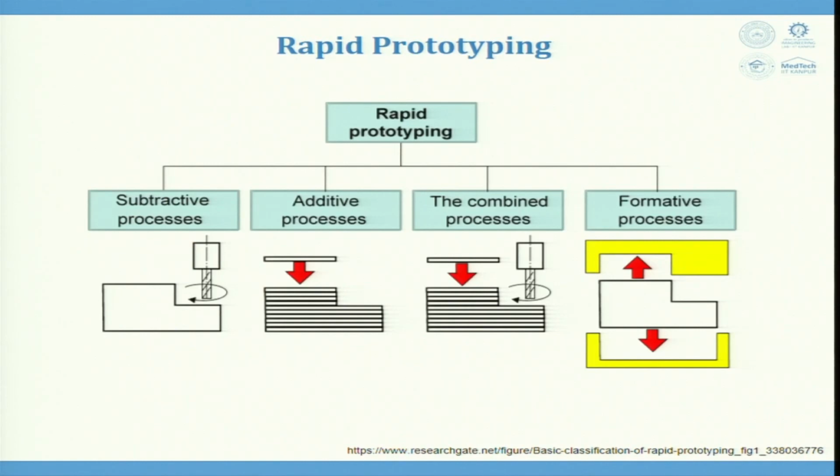Rapid prototyping, as a general term, as I mentioned in the previous lecture, has subtractive processes and additive processes. Subtractive are those where material is removed, additive layer by layer material is added. So, therefore, material wastage is minimum in additive processes. There could be combined processes when the shape of the component is a little complex, where additive as well as subtractive could go, and formative processes just converting the shape into the desired form.